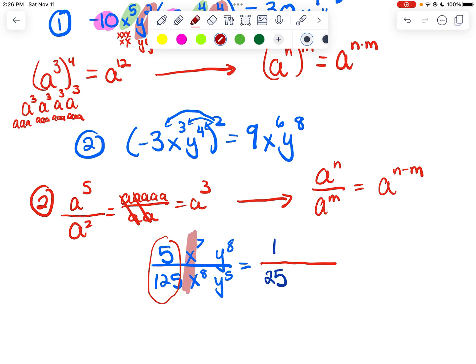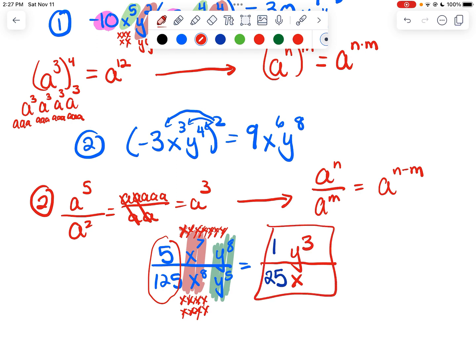Then we can take a look at our x's, and again, we subtract them. 7 minus 8 is negative 1. But when you think about this, if I was to write this out just like we did before, if I had 7 x's on top, 1, 2, 3, 4, 5, 6, 7, and 8 on the bottom, I could cross out 7 from the top, 7 from the bottom, and I'm left with 1 on the bottom. When we look at our y values, there's 8 on top and 5 on the bottom. So there's more on top, 3 more on top.